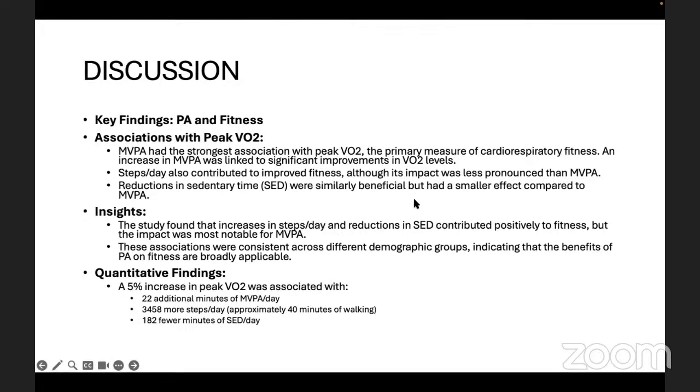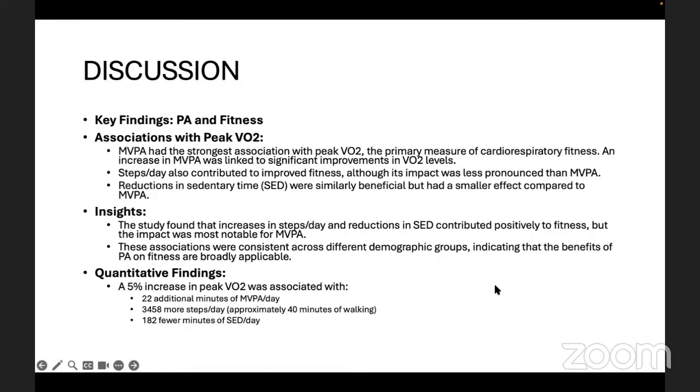Okay, so to wrap up the presentation, the key findings between physical activity and cardiorespiratory fitness were highlighted in the following points: that there was a strong association with peak oxygen consumption, the primary measure of cardiorespiratory fitness. An increase in MVPA was linked to significant improvement in oxygen consumption levels. Steps per day also contributed to improved fitness, but not as much as moderate vigorous physical activity. Reduction in sedentary time was similarly beneficial, but also had a smaller effect compared to MVPA. So the study found that increases in steps per day and reduction in sedentary lifestyle both contributed positively to fitness, but the impact was most notable with moderate vigorous physical activity. These associations were consistent across different demographic groups, indicating that the benefits of physical activity on fitness are broadly applicable.